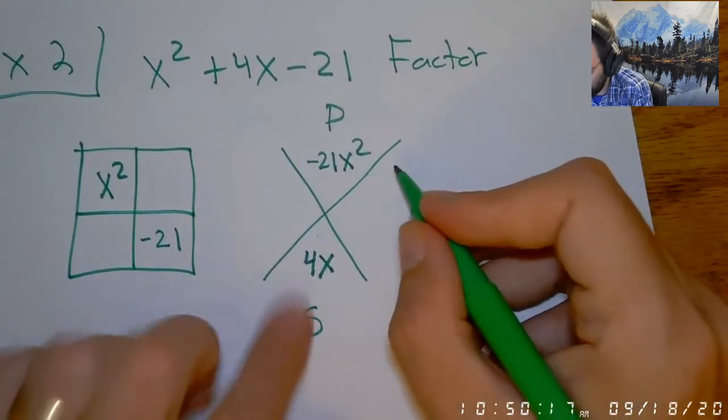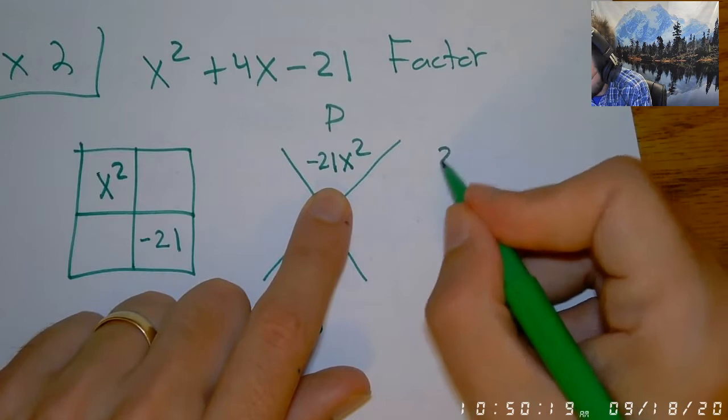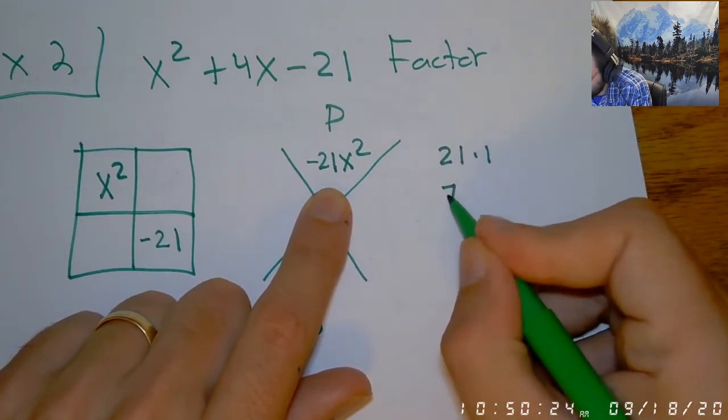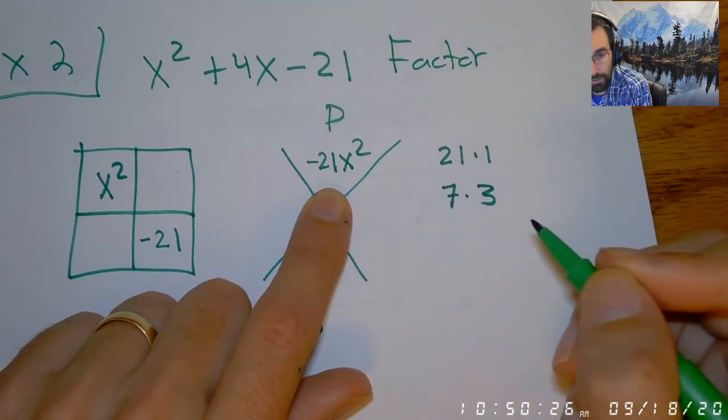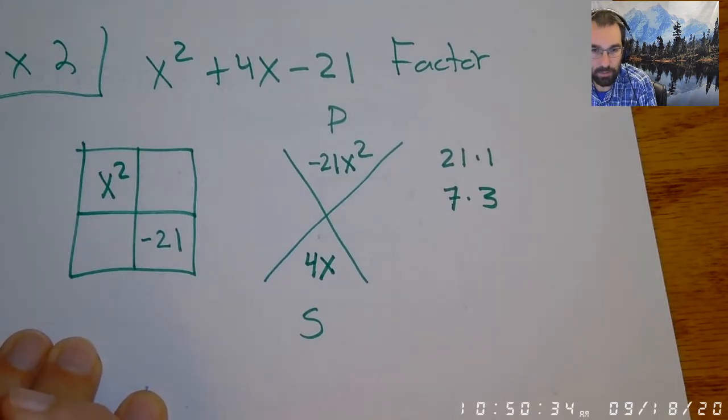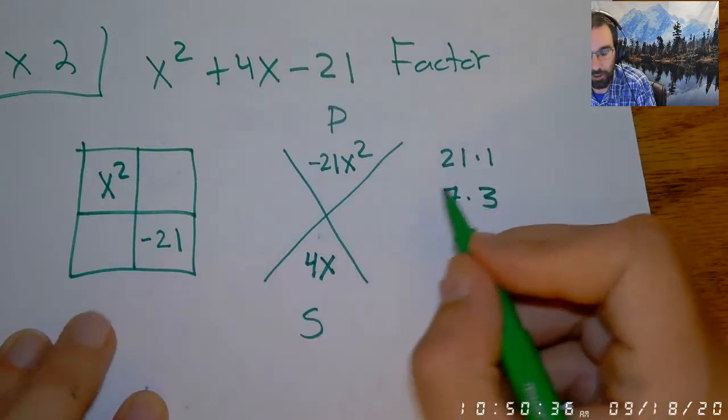So now we make a game. So what multiplies to 21? Well, I have 21 and 1. I have 7 and 3. And I think that's it. I could be wrong. I think I am wrong. Am I wrong? Well, let's take a look. So I have 7 and 3.